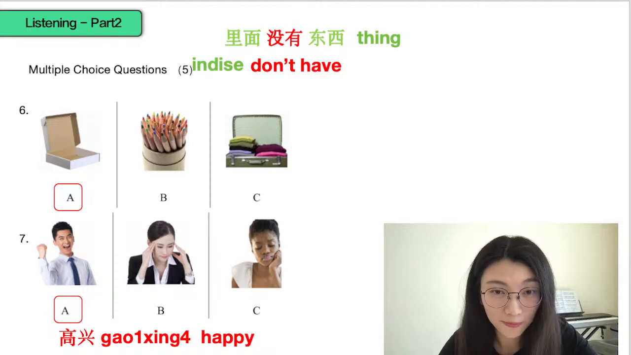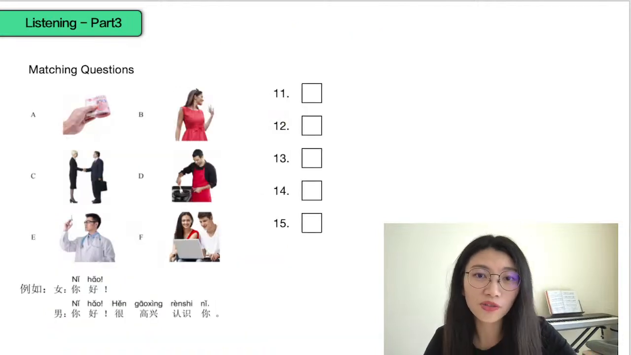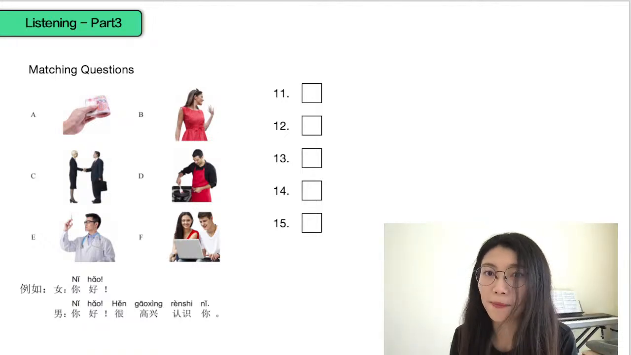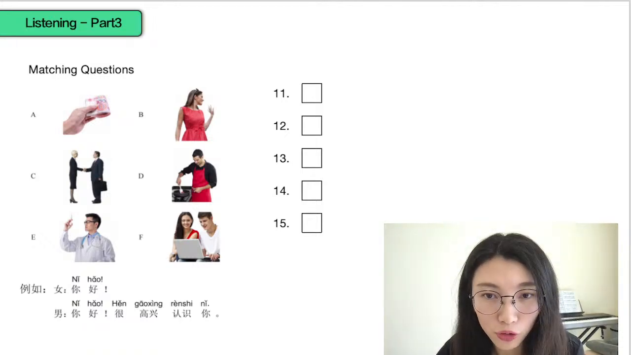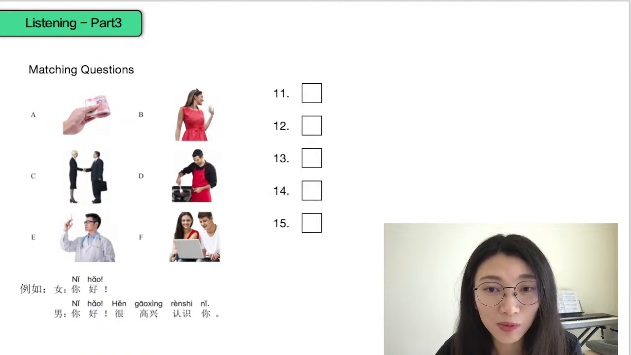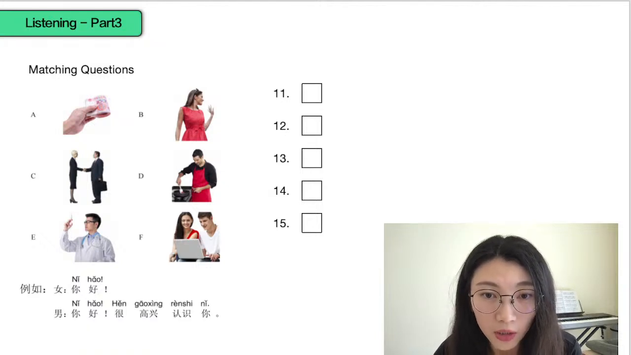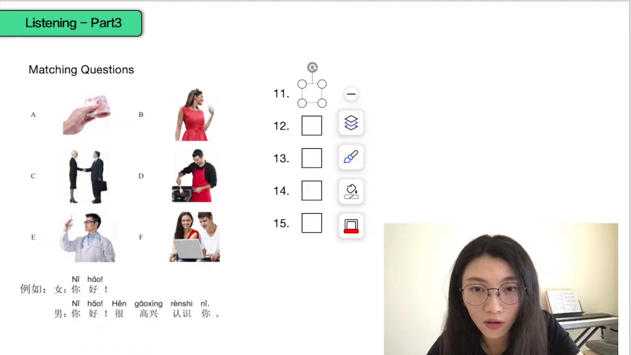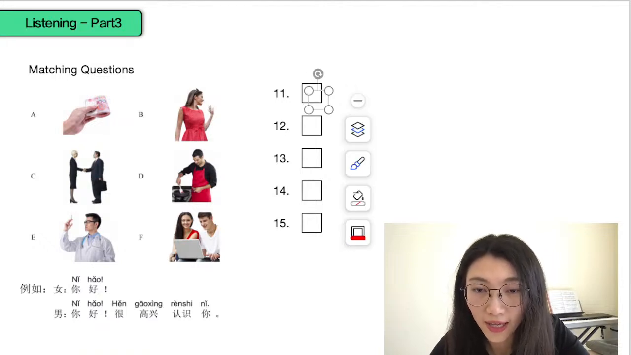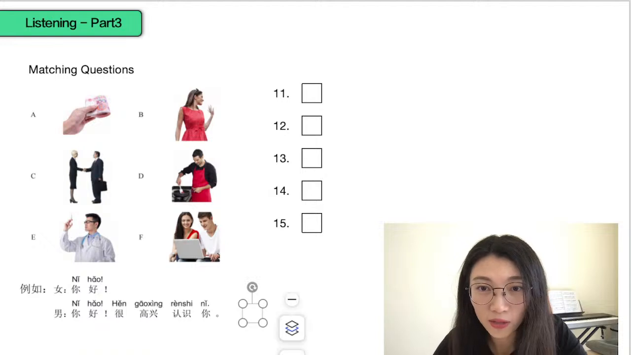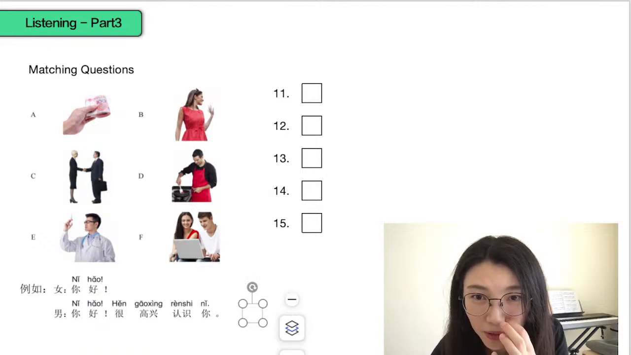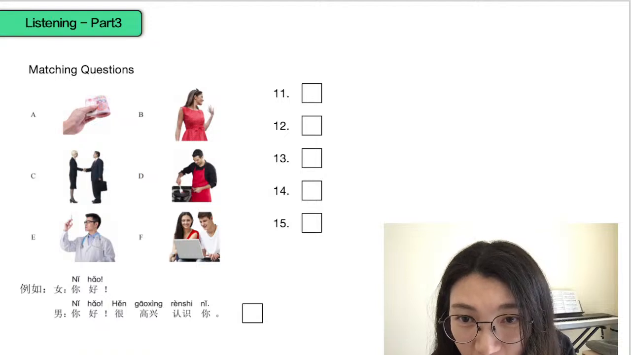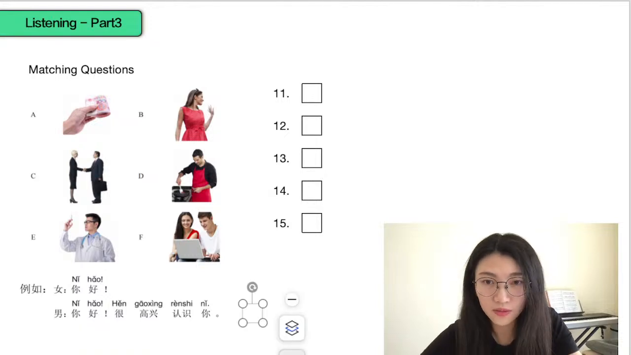That's part 2, multiple choice, and part 3 is about the matching questions. Let's look at the picture first. It has 6 pictures in total, and then it gives you a simple example. Here, the example is 女的说你好，你好，男的说你好，很高兴认识你。Okay, and the answer should be what? I guess it's C.